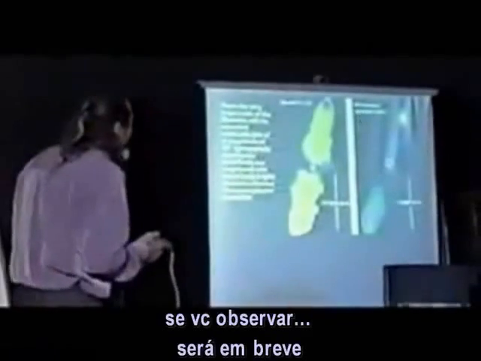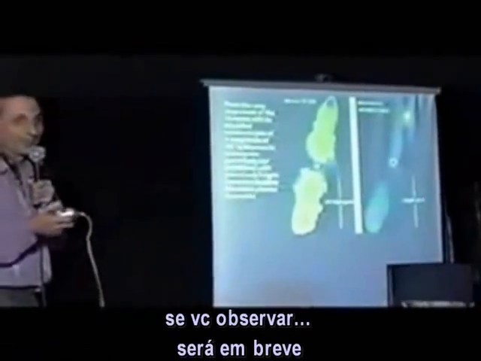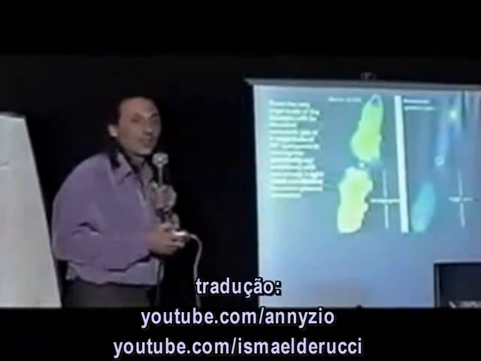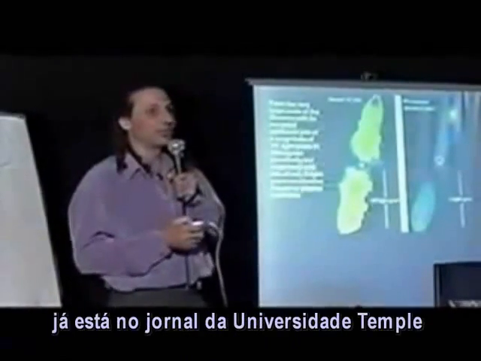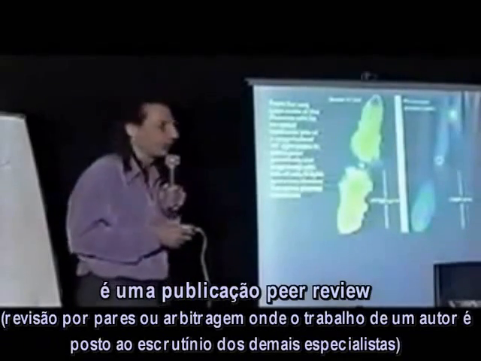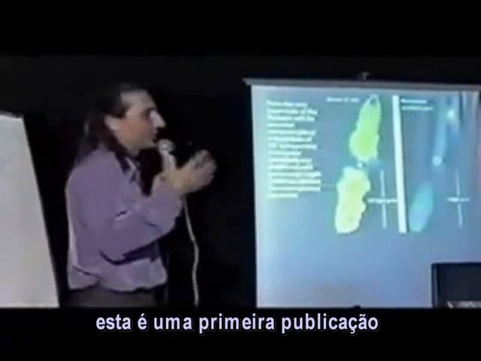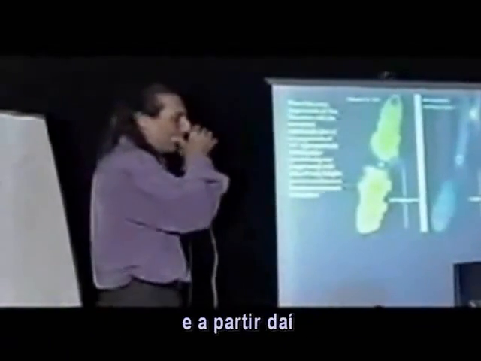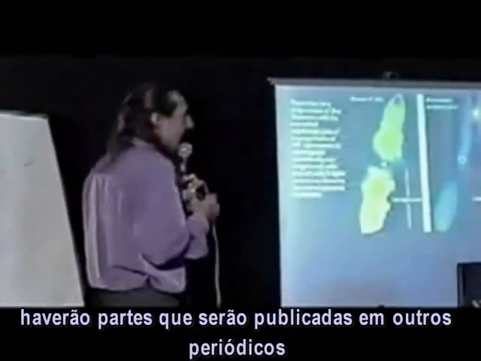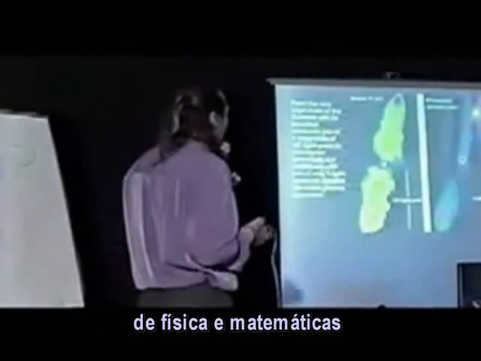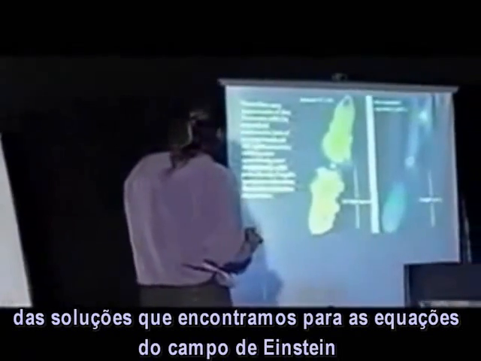That's soon because I'm publishing in November. In what book? It's in Temple University Press. It's a peer-reviewed journal. And it's just the first publishing, which is an overview. And the overview then will have sections that are published in other journals, probably Phys Rev and math journals, for the solutions we found to Einstein's field equations.